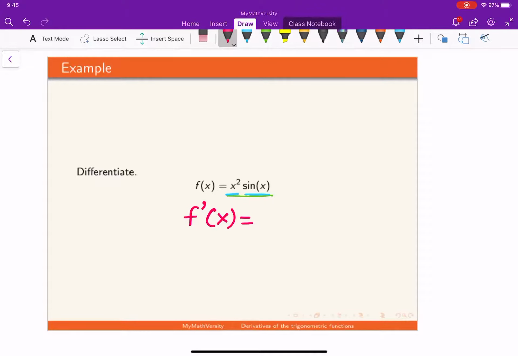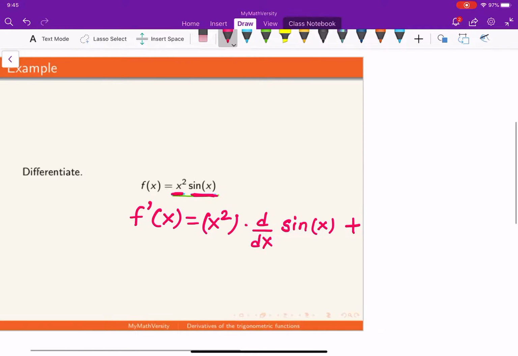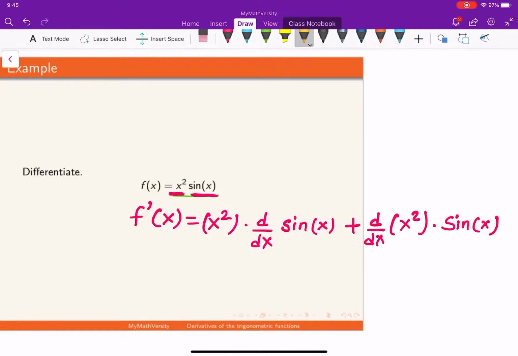If we have the product of two functions, let's say x squared and sine x, we first write down the x squared as it is, and then multiply that function by the derivative of the second function, which is sine x. That's not the only thing, right? We then add the product of the derivative of x squared times the second function as it is. So this is the product rule. Do you remember how the product rule works? If not, please revisit what the product rule means.